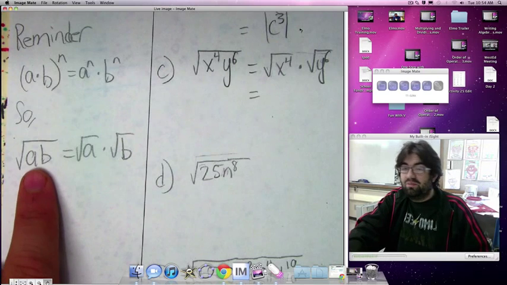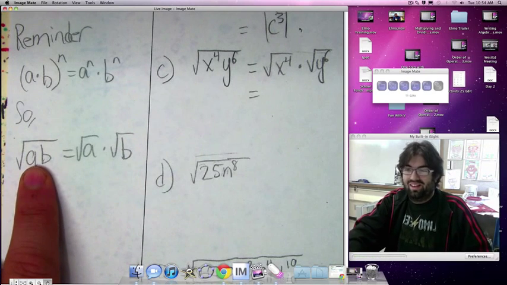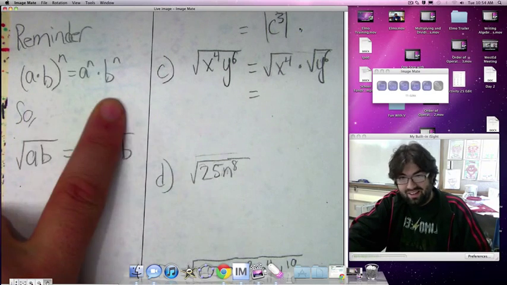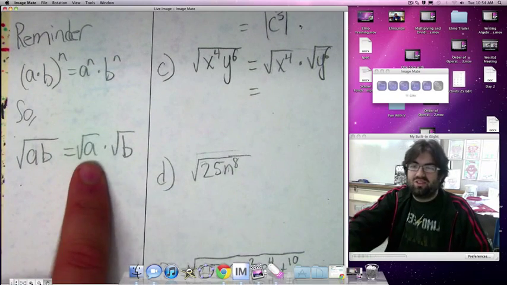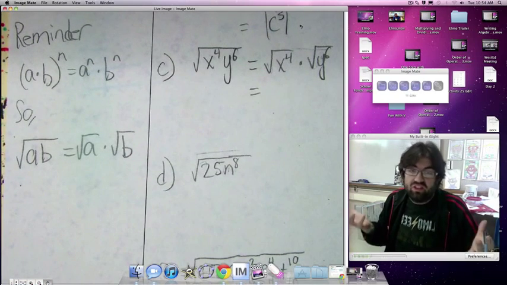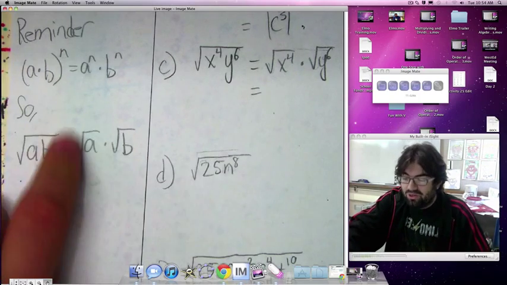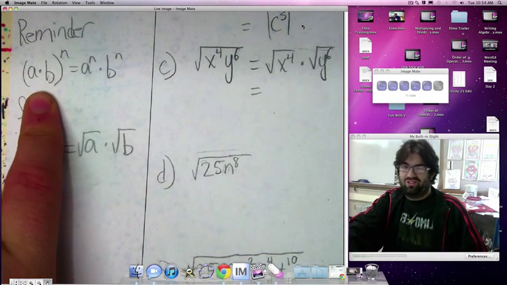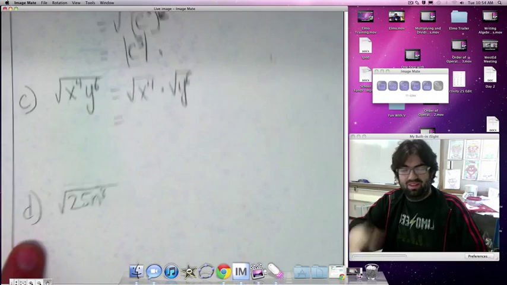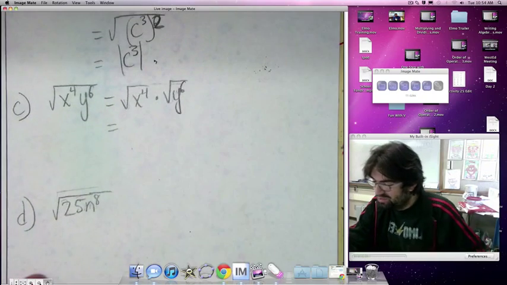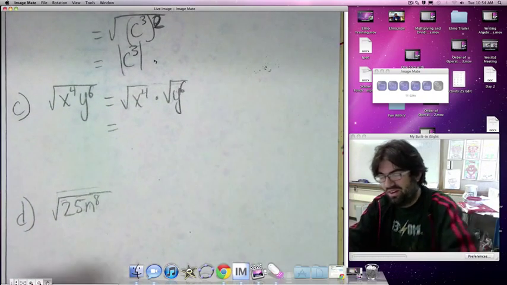A square root is nothing but a nasty looking exponent. Because of this law right here, we can do this. That's why it's true, because it's basically an exponent, so it follows the exponential properties. That's why we can do that. I'm glad I remembered that. I was like, there's a reminder right there. I should probably say the reminder.